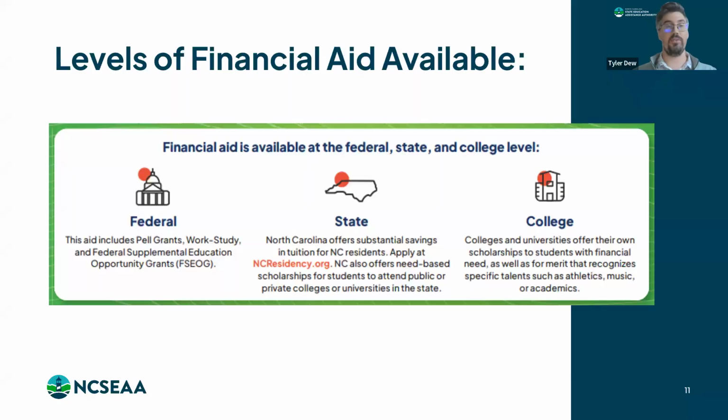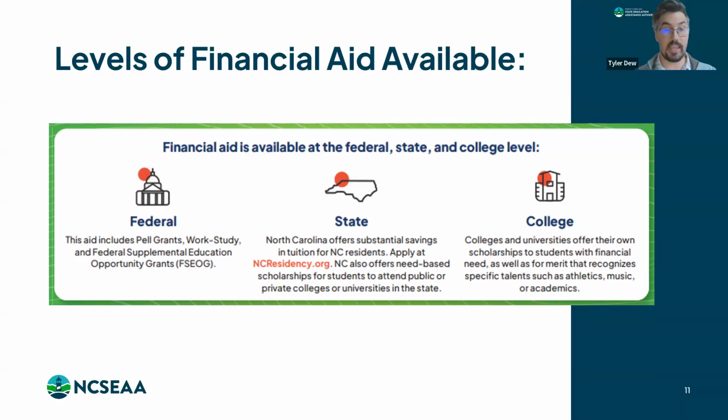When talking about financial aid, we really like to split it up into three levels. The first one is going to be federal. This includes things like Pell Grants, work study, which we'll get into, and opportunity grants, things that you would have to submit the FAFSA for. We'll get into the Free Application for Federal Student Aid, which we call the FAFSA.